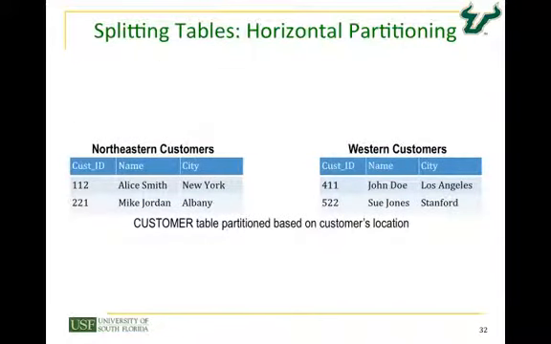Here I have Northeast customers and I have Western customers. So if this was my customer table and I partitioned it horizontally, I can make it so each region has their own file for that table, and it's going to make their searches and their accesses much faster.